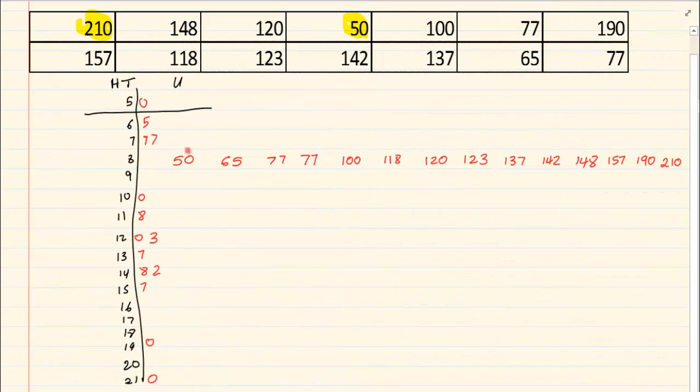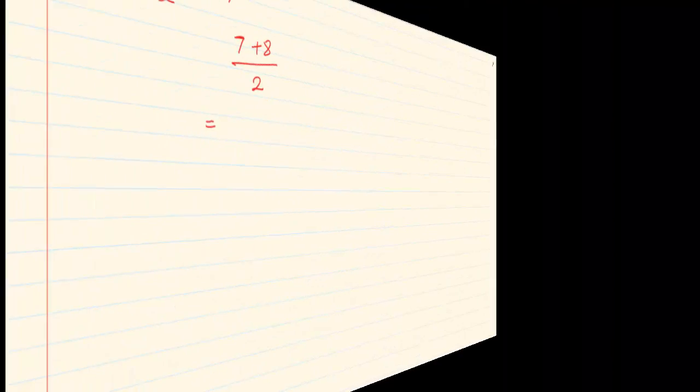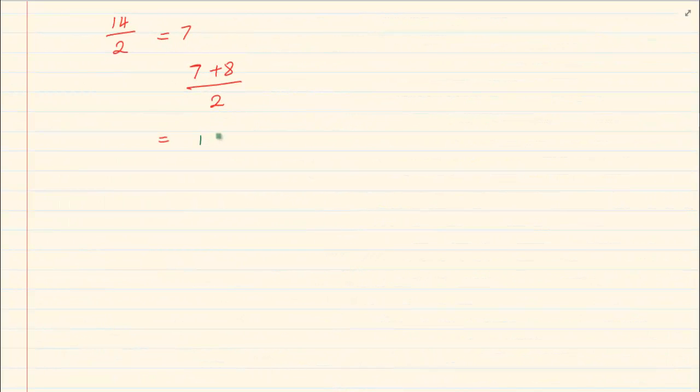We know it's 14, and we're going to divide it by 2, which means it's 7. Now if it's a whole number, then I'm going to say the 7th term plus the 8th term divided by 2. Now what is the 7th term? 1, 2, 3, 4, 5, 6, 7. So the 7th term is 120. The 8th term is 123. So I'm going to say 120 plus 123, and I'm going to divide it by 2, which is equal to 121,5. So what is the median? The median is 121,5.